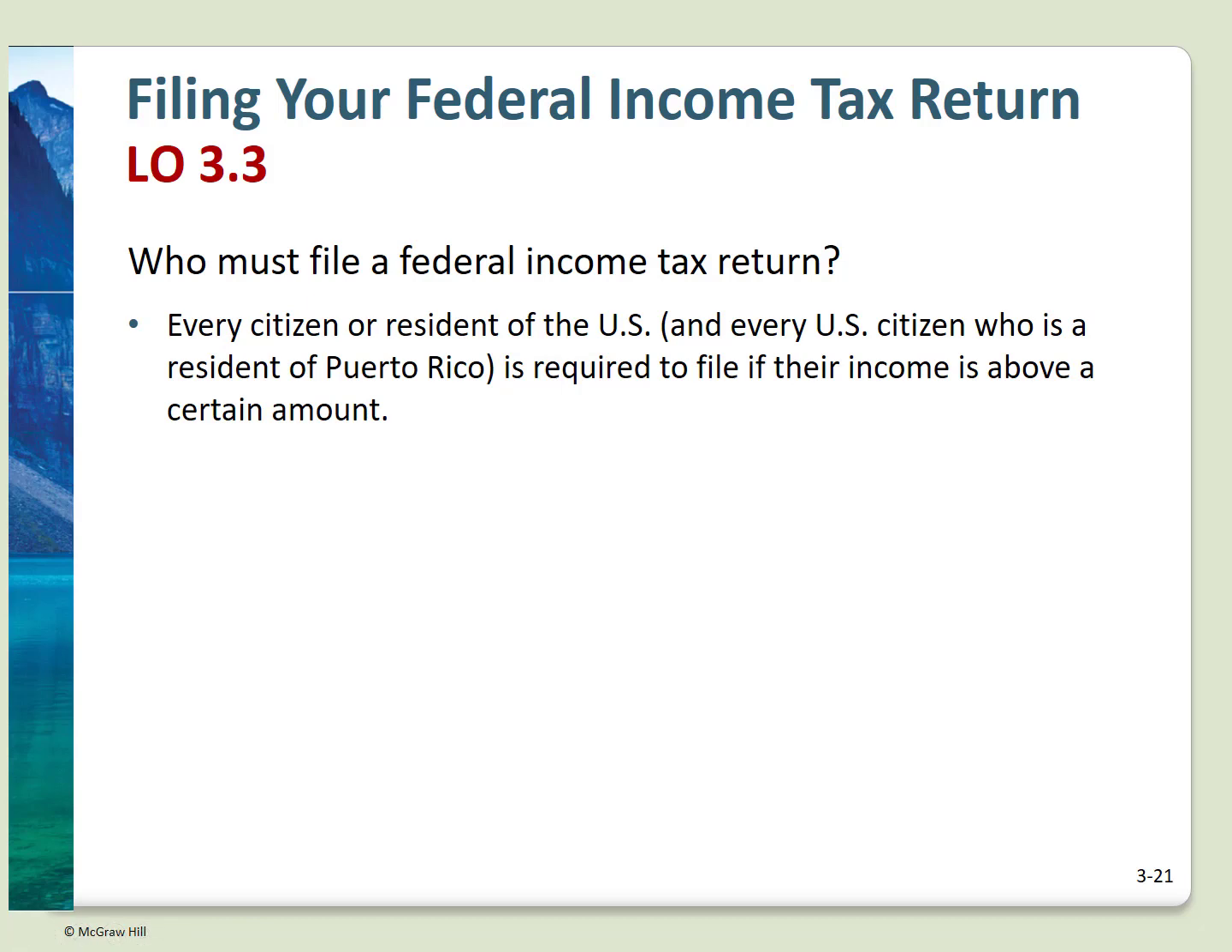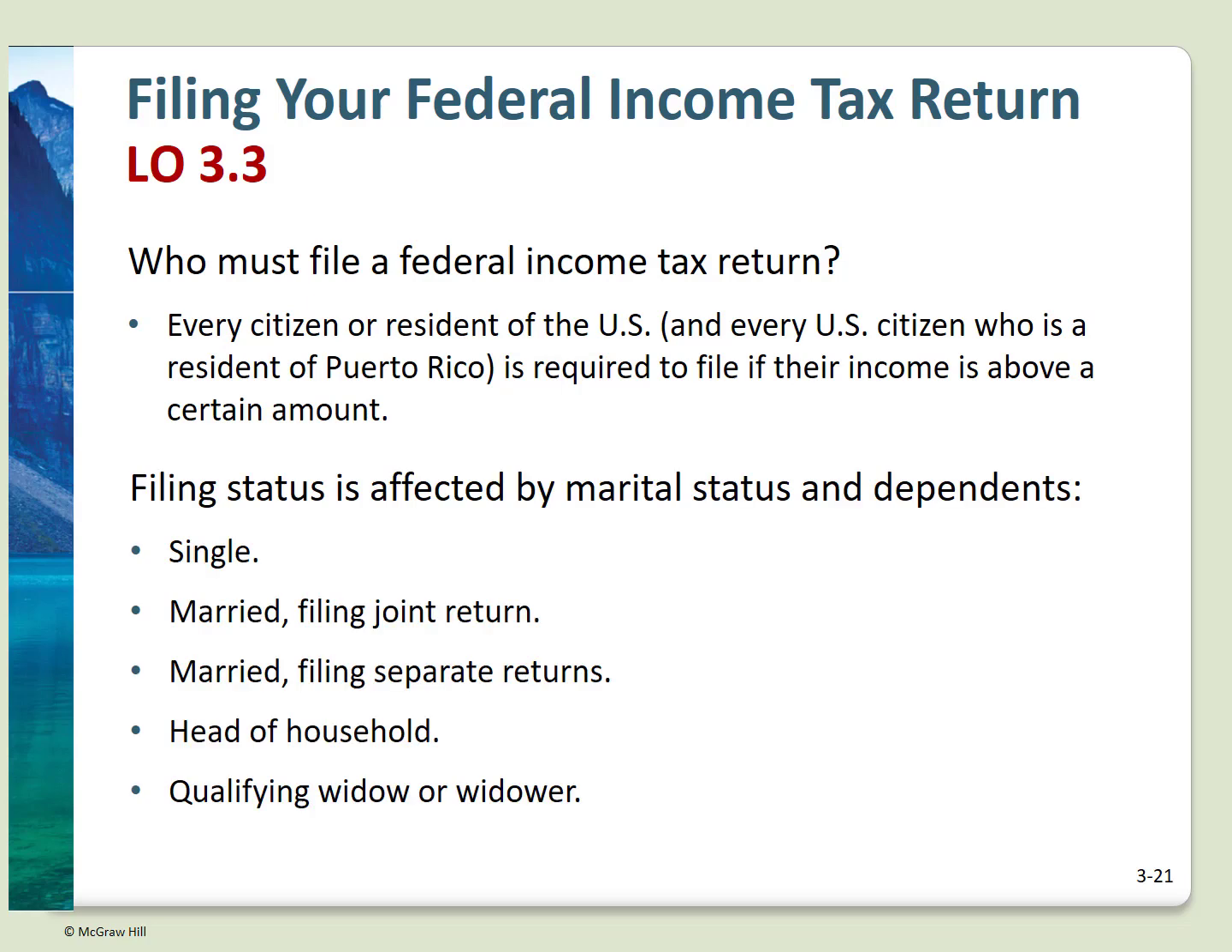Learning Objective 3 deals with who's required to file an income tax return. Basically, all of us. If you're a citizen or a resident of the United States or a citizen residing in Puerto Rico, you have to file. There are 5 filing statuses, but most of us fall into one of the first 2, single or married filing jointly. We also have married filing separate returns, head of household, which is a single individual with dependent children or relative, and a qualifying widow with dependent children.